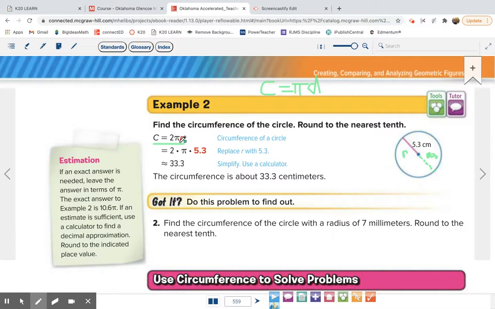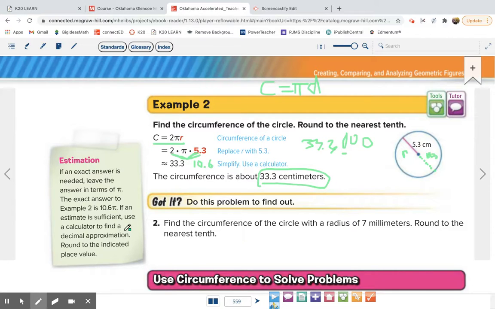C equals 2 pi r. So r was given to us, that is 5.3. And I would go ahead and multiply these two numbers together first. When we do that, we get 10.6. Then we have 10.6 pi. We plug that in the calculator, and it comes out to 33.3, and then we have 0, 0, 0 before we have some other numbers. So when we're rounding, 0 doesn't change anything, so it drops off and we have 33.3 centimeters. That would be our answer.